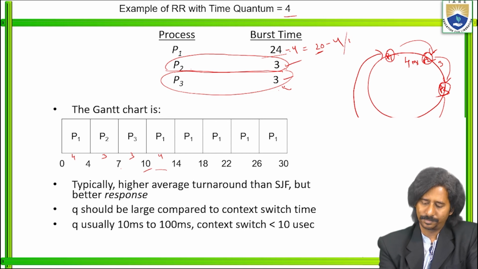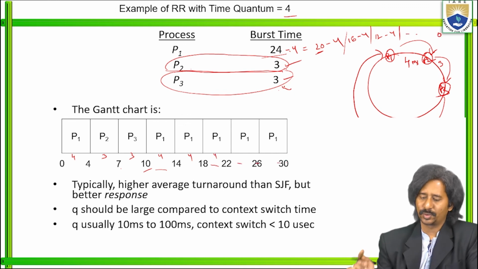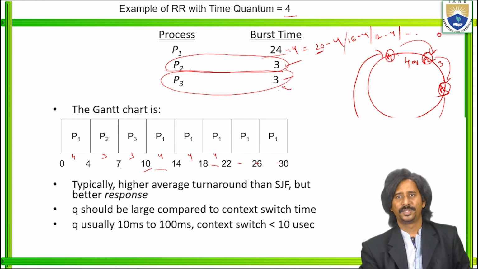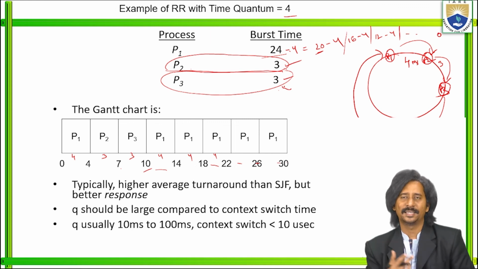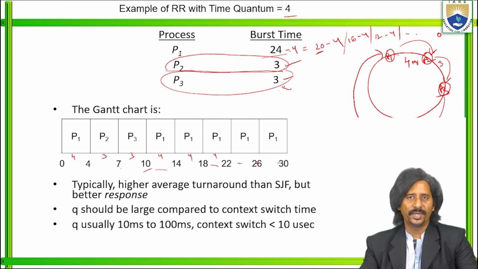So that leaves 16. Again 4, so 12. Again 4. Like this, until it reaches 0. Here the processor handles each process based upon the time quantum. Based upon this, we can easily calculate the average waiting time.